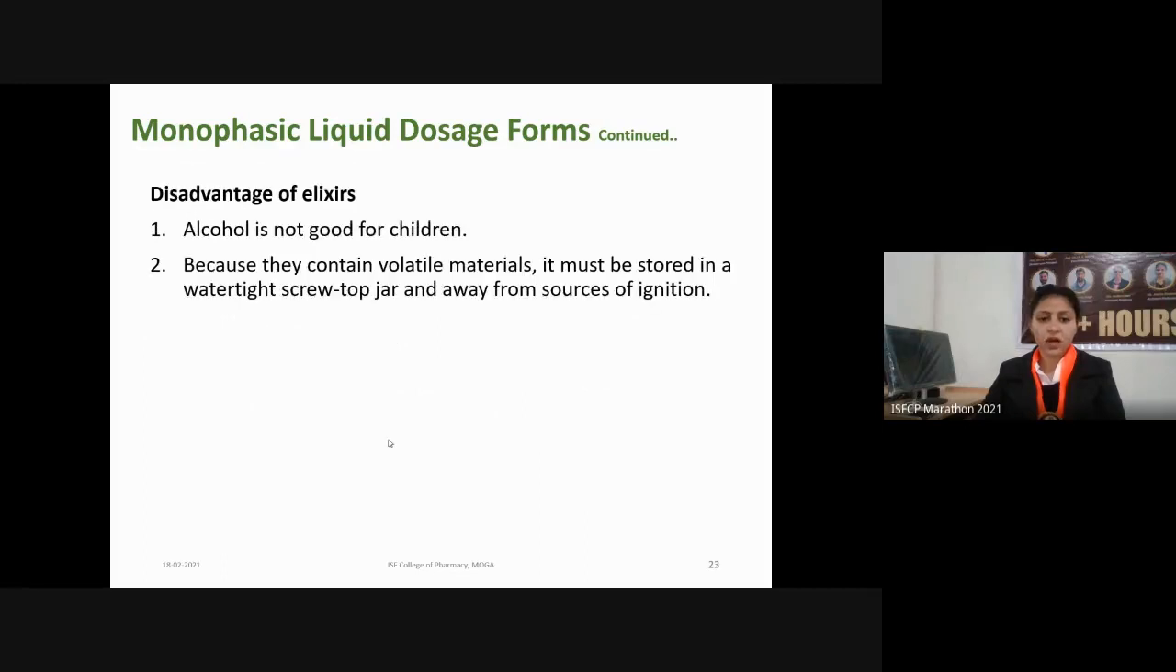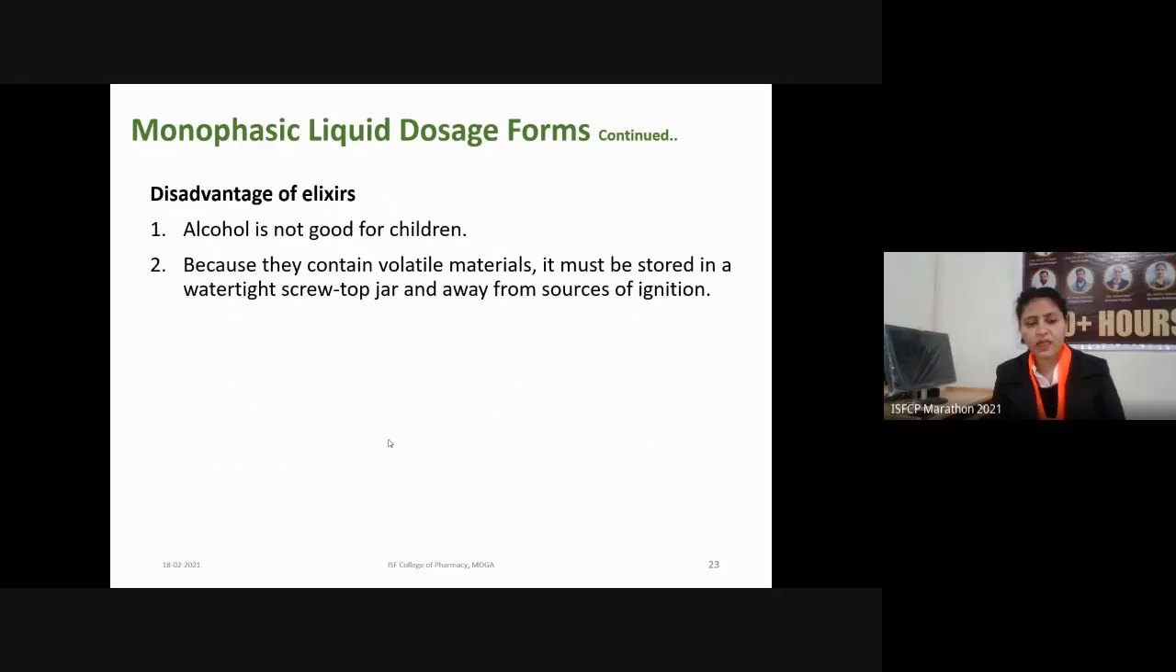Now, elixirs also have a few disadvantages. The first disadvantage is that elixirs contain alcohol. Sometimes the concentration of alcohol is very high, because it ranges from 5% to 50%. Alcohol is not good for children, so we cannot give elixirs with a high concentration of alcohol to children.